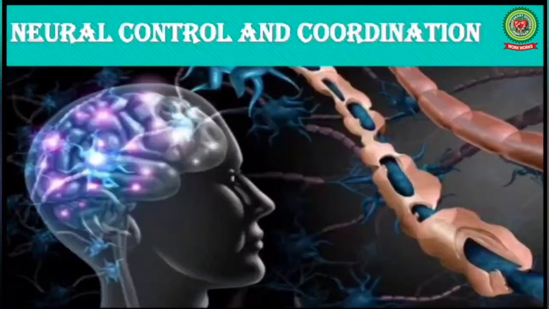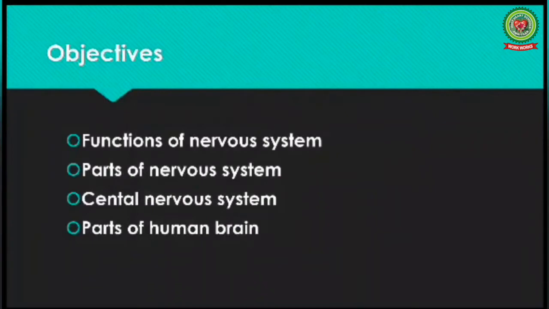Today, we are going to start with a chapter that is neural control and coordination. The main objectives we are covering in this video are functions of nervous system, parts of nervous system, central nervous system, and parts of human brain.